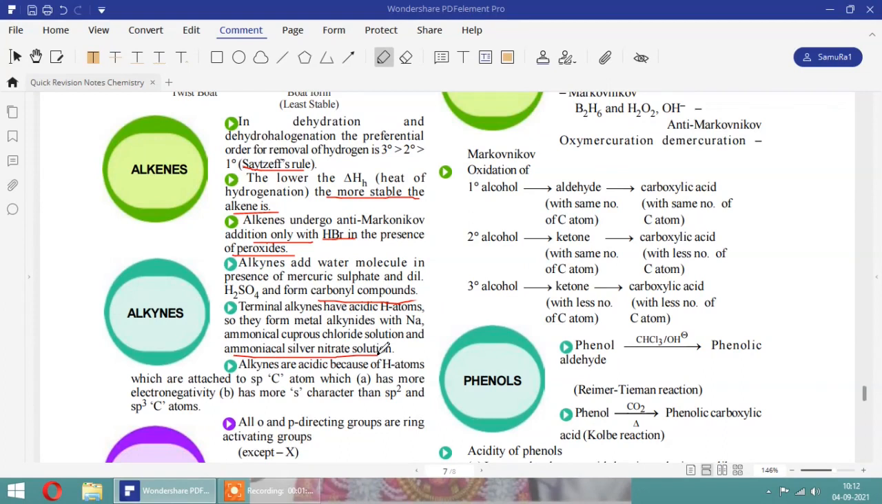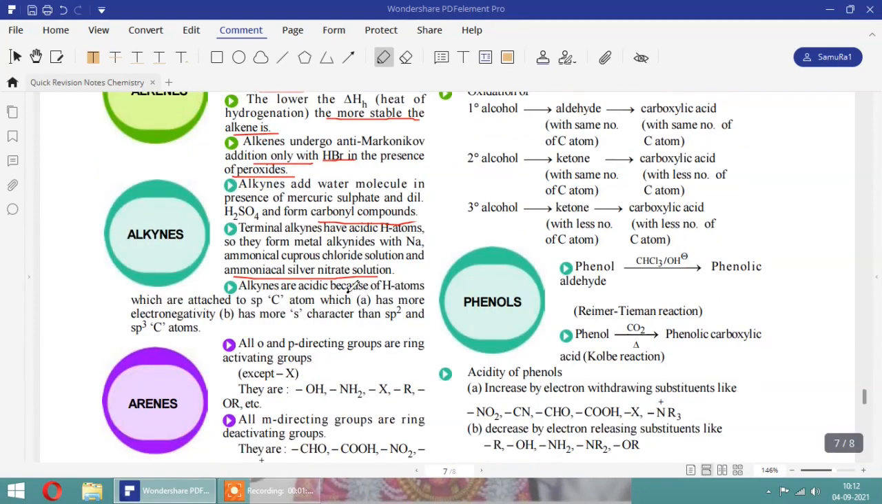Alkynes are acidic because the H atoms are attached to sp carbon atoms, which have more electronegativity. The sp carbon in alkynes is more electronegative than in alkenes and alkanes and has more s character than sp2 and sp3. The s character is 50% and the p character is 50% in alkynes.